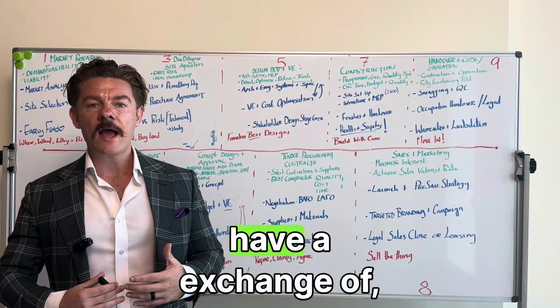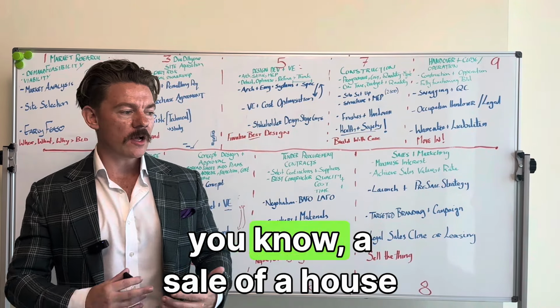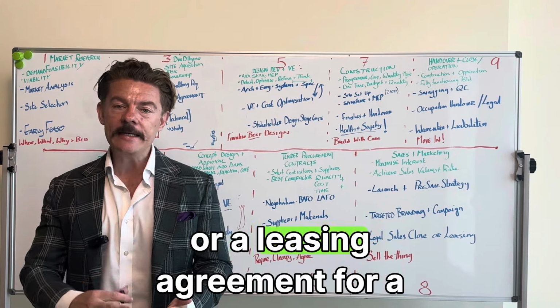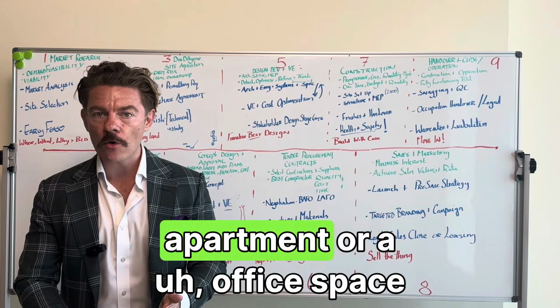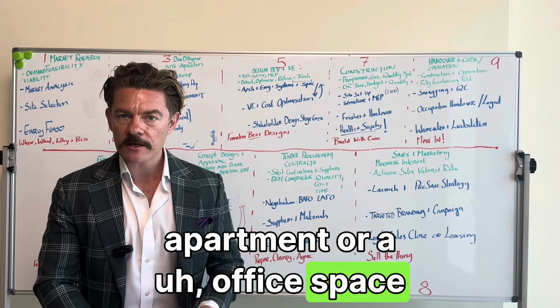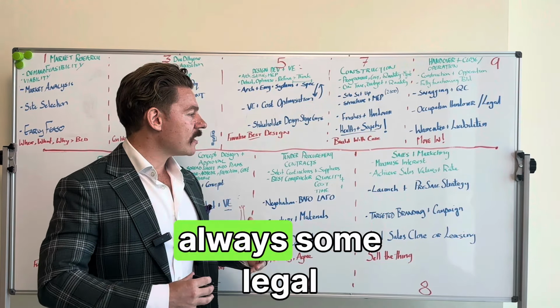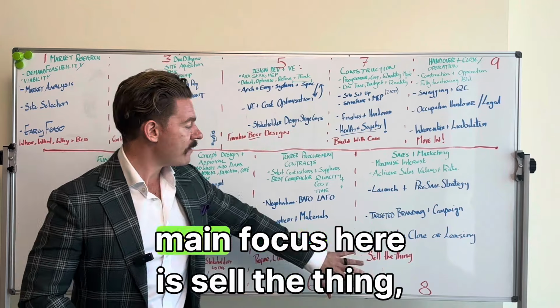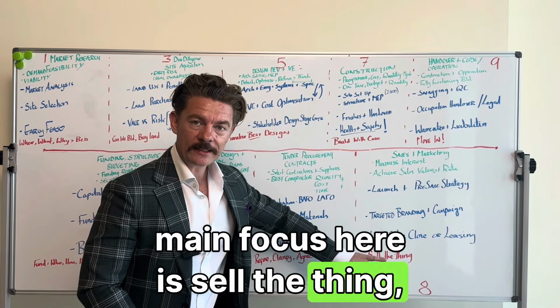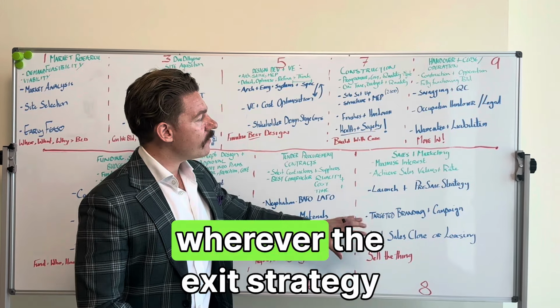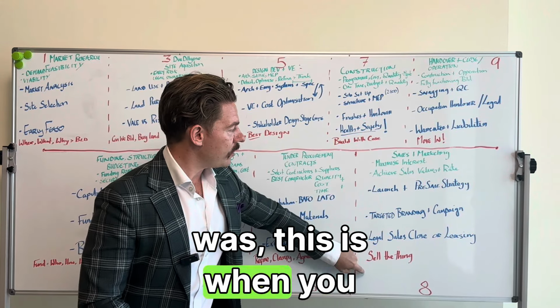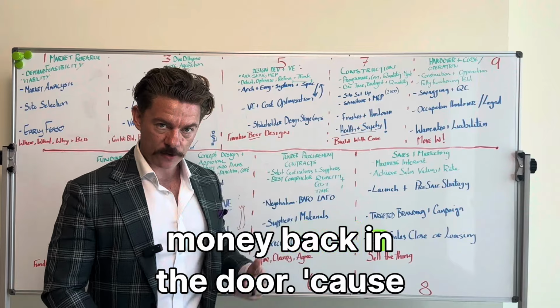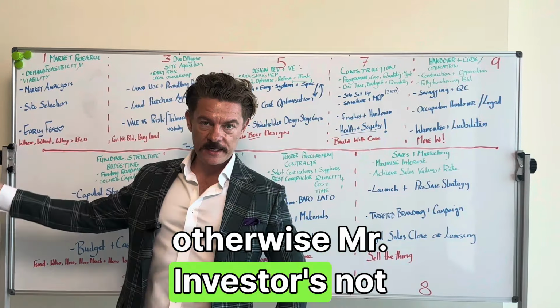And then finally, it's the legal sale and the close and the leasing. Now, whenever you have an exchange of a sale of a house or a leasing agreement for an apartment or an office space or a retail space, there is always some legal documentation in place. And the main focus here is sell the thing, lease the thing, fill the thing. Whatever the exit strategy was, this is when you actually start getting the money back in the door, because otherwise, Mr. Investor's not going to be happy.